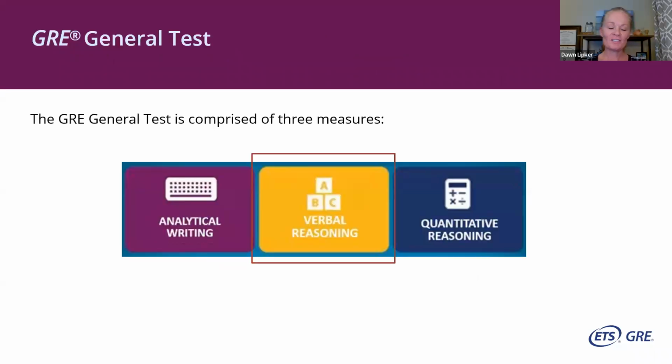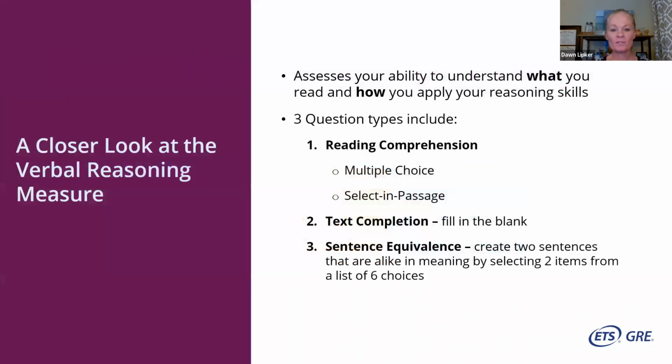Thank you, Catherine. So we're going to take a look at the verbal reasoning section. In this section, it's going to assess your ability to understand not only what you read, but how you apply your reasoning skills. So you'll see on the slide here the question types that you'll encounter. There'll be reading comprehension, text completion, and sentence equivalence. Let's go through those really quickly.